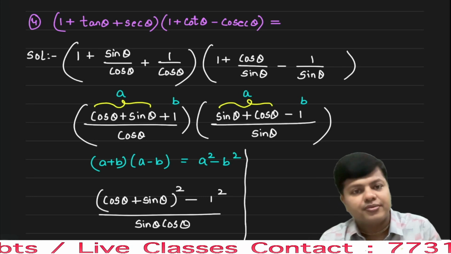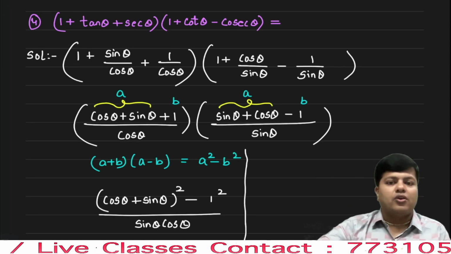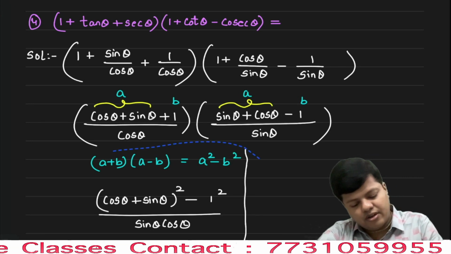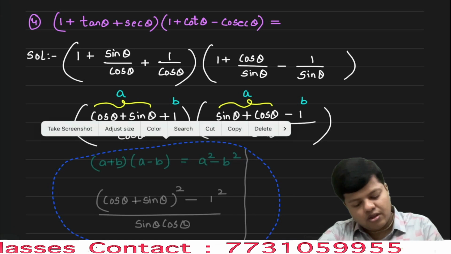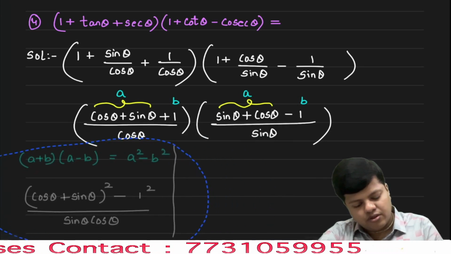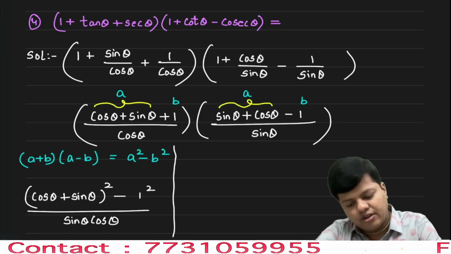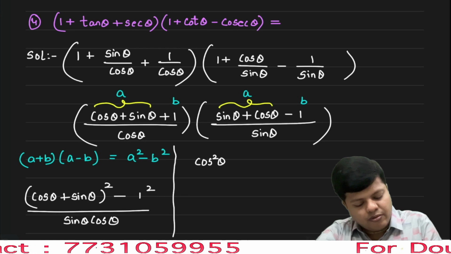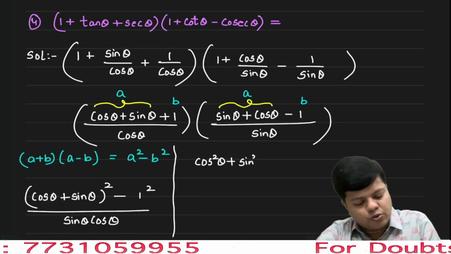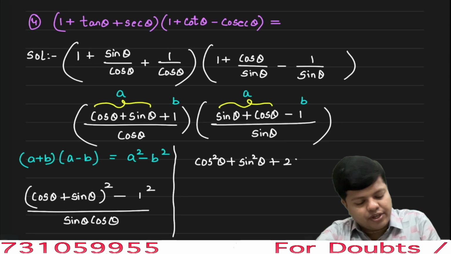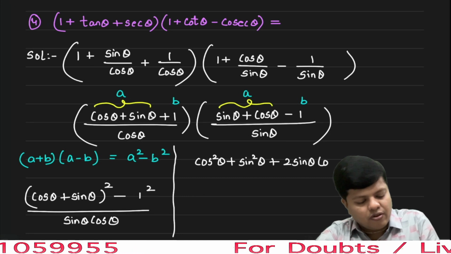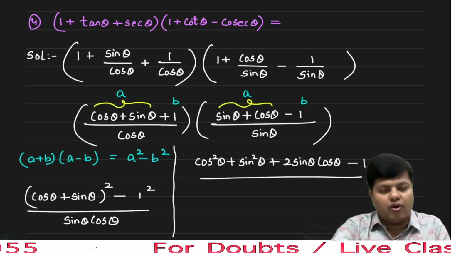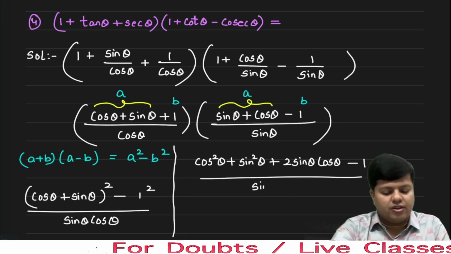We'll see it here. Okay. So (cos theta plus sin theta) whole square will move that side. There will be space here. So (cos theta plus sin theta) is a square plus b square plus 2ab, and 2 sin theta cos theta, minus 1 square is 1, by what is left, sin theta into cos theta.